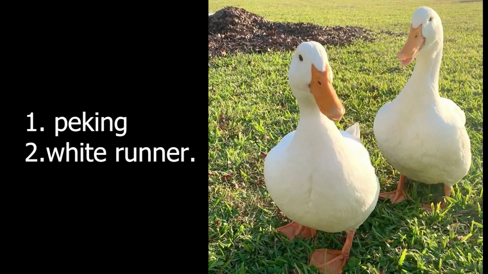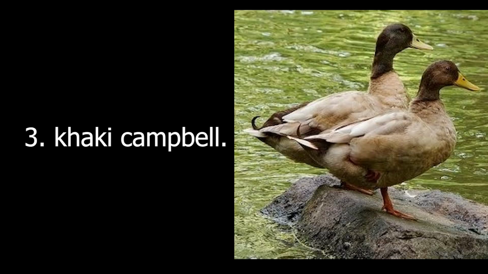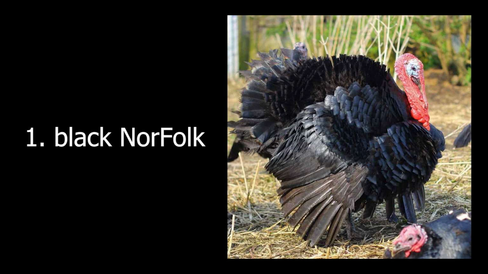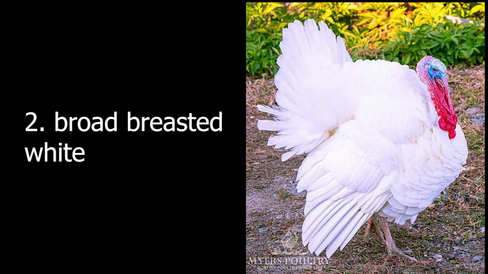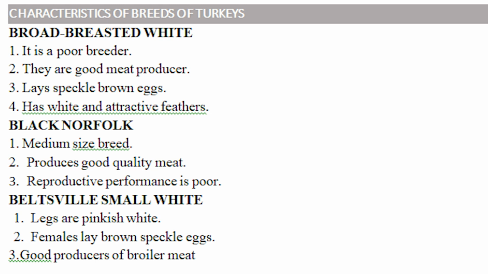Let us look at some common breeds of duck. Number one, Peking. Number two, white runner. Number three, Khaki Campbell. Number four, White Campbell. Let us look at some common breeds of turkey. Number one, Black Norfolk. Number two, Broad-breasted White. Number three, Broad-breasted Bronze.